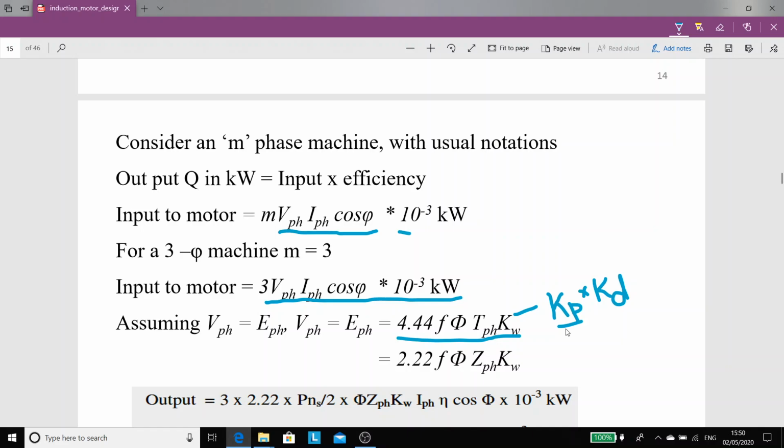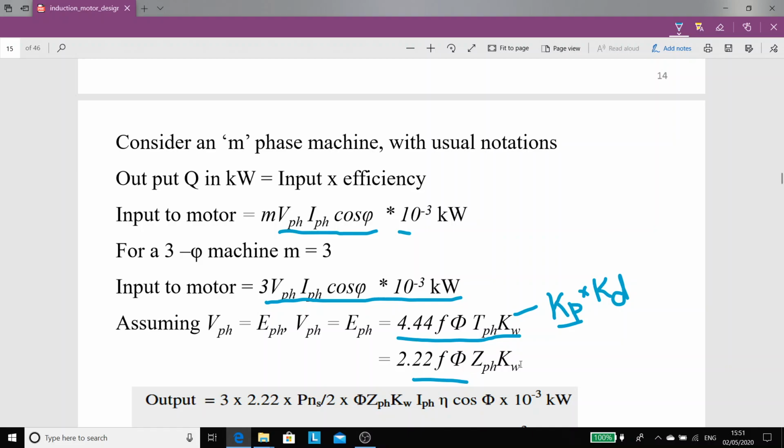So we can calculate the distribution factor, and then take the product of these two, we will get a complete winding factor. So this one. Then see, in this case, the number of turns in the winding per phase is equal to the total number of conductors per phase divided by 2, because we know one turn consists of two conductors. So just here in this step we replace the number of turns by the number of conductors in the winding per phase divided by 2. So that's why 4.44 divided by 2 becomes 2.22 F into flux into ZPH into winding factor.